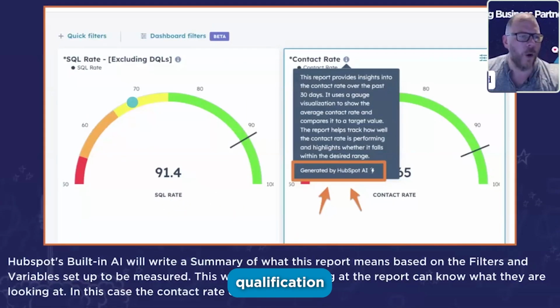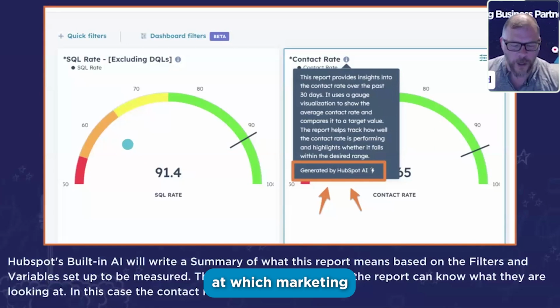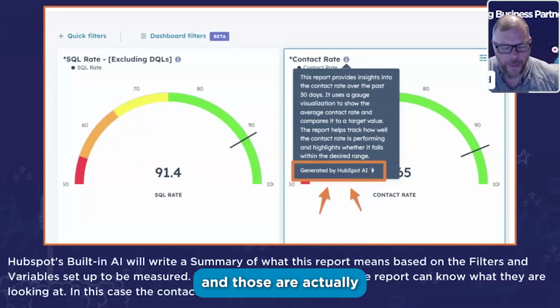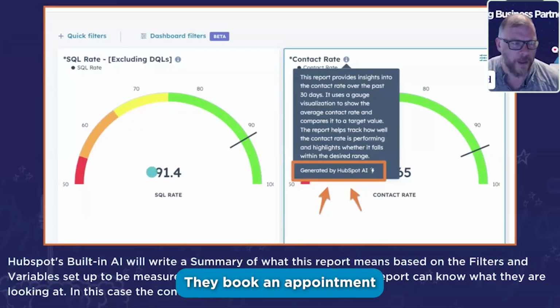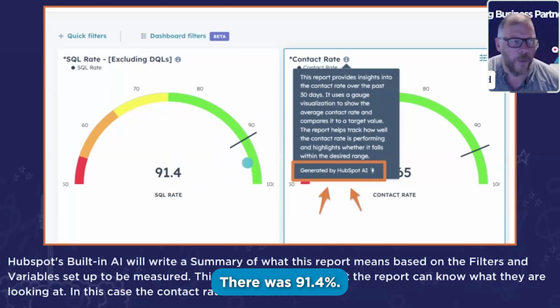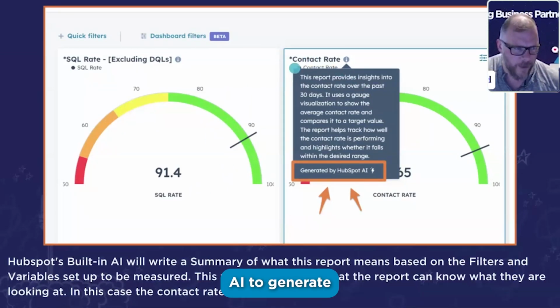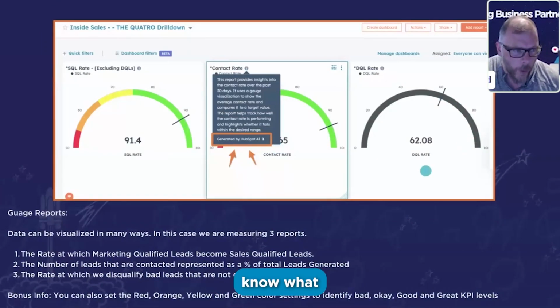What is their qualification rate, right? The rate at which marketing qualified leads come in, and those are actually sales qualified. They book an appointment. For them, this was 91.4%. The nice thing about HubSpot reports is that you can use AI to generate a summary of what this report is. So it just makes it a little bit easier to know what these reports mean.